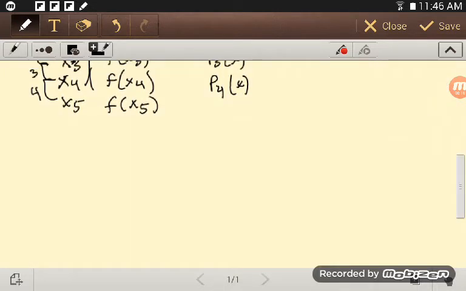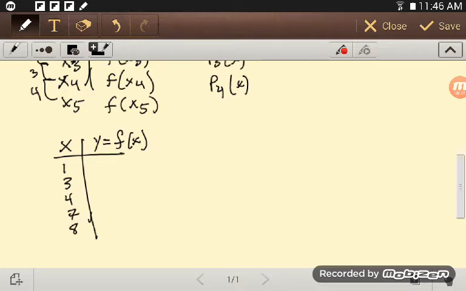So if we have something like, here's x, here's our f of x or y, and maybe x is 1, 3, 4, 7, and 8, something like that. We have those points, and then here f of x maybe 5, 10, 8, 9, and 12. So we have something like that.